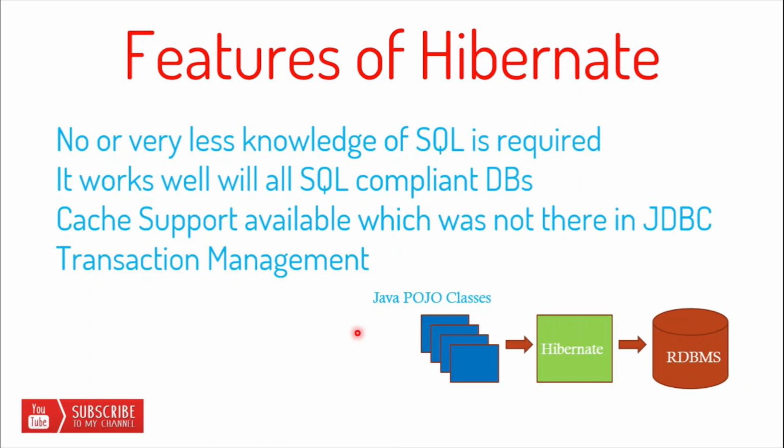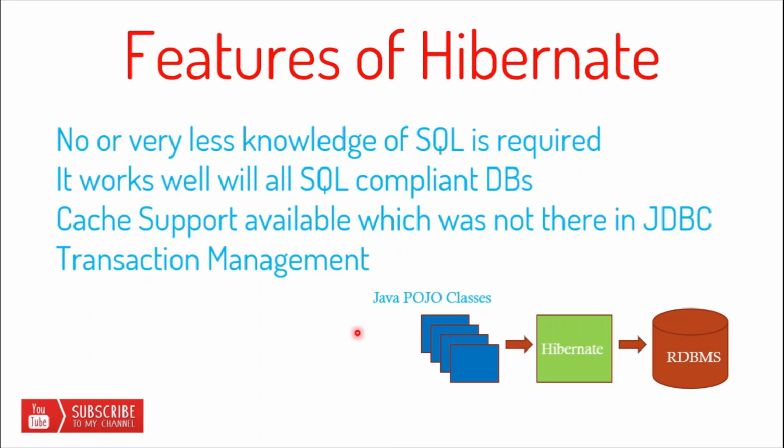So Hibernate provides first level cache and second level cache and also query level cache as well, which is not available in case of JDBC. So cache is actually used to enhance the performance of all the DB operations. The last one but not the least one is transaction management.